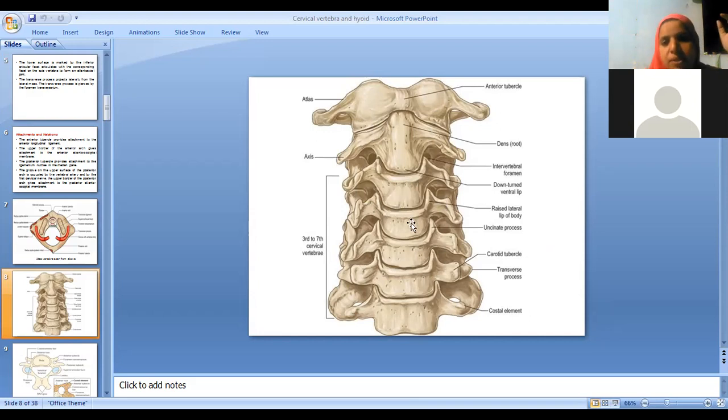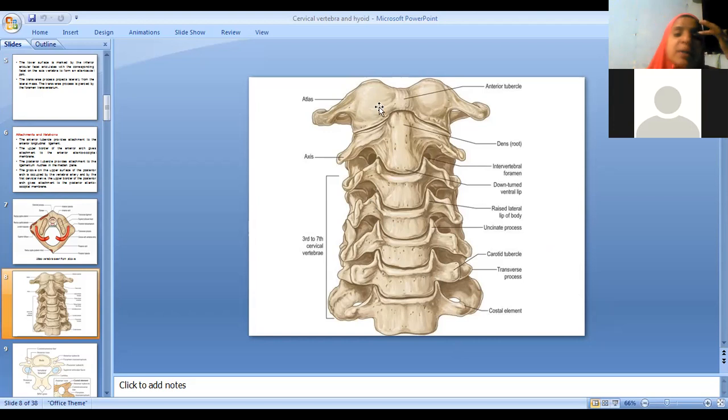Suppose this is C4, this is the superior articular facet, this is the inferior articular facet. Between the superior and inferior articular facet, whatever joint is formed, you are finding there is one hole which is called the intervertebral foramen. This intervertebral foramen will be giving passage to spinal nerves, like we have C1, C2, C3, C4, C5, C6, C7, C8 spinal nerves. Now, this is the anterior aspect.